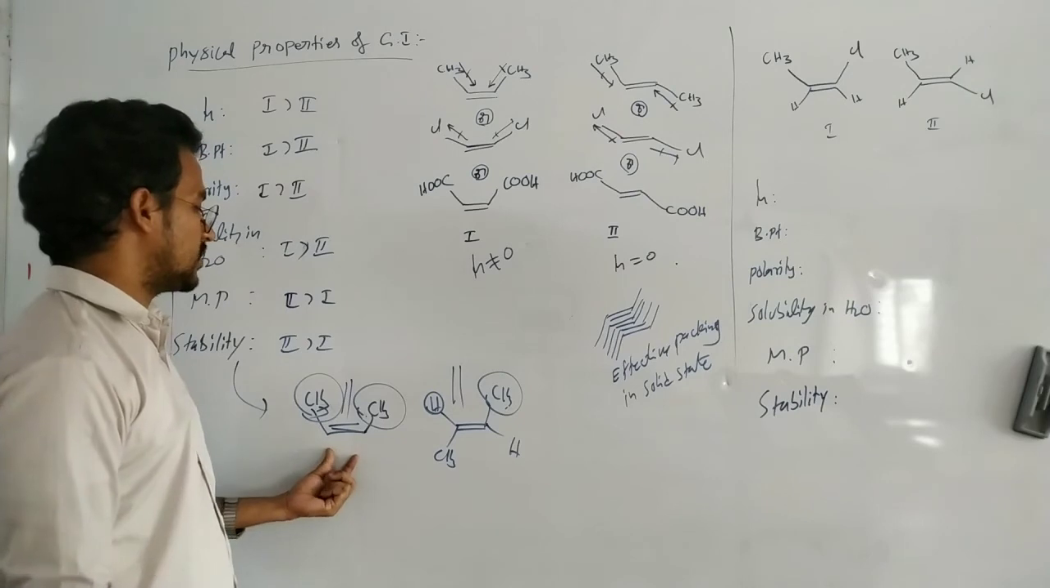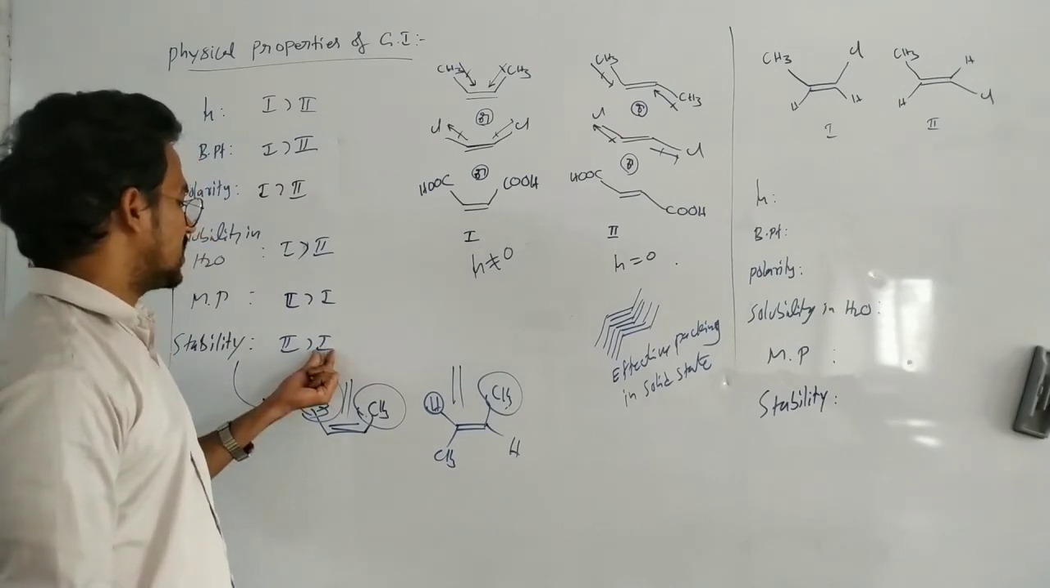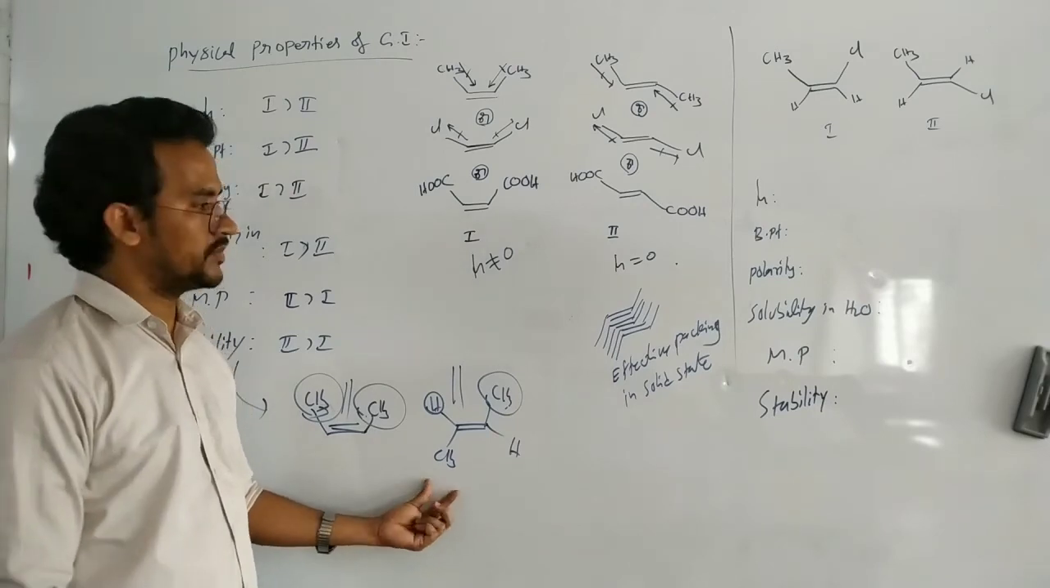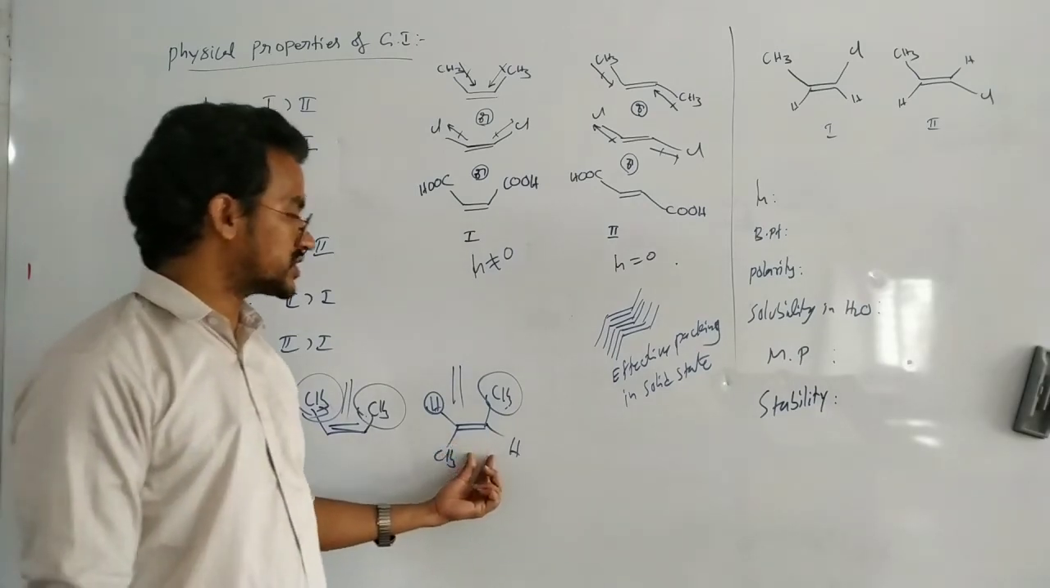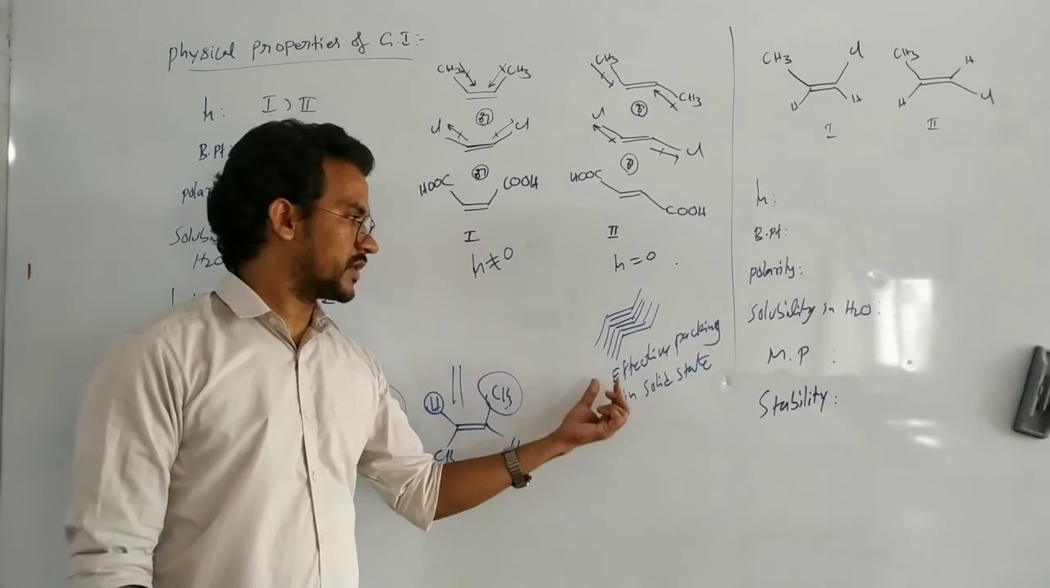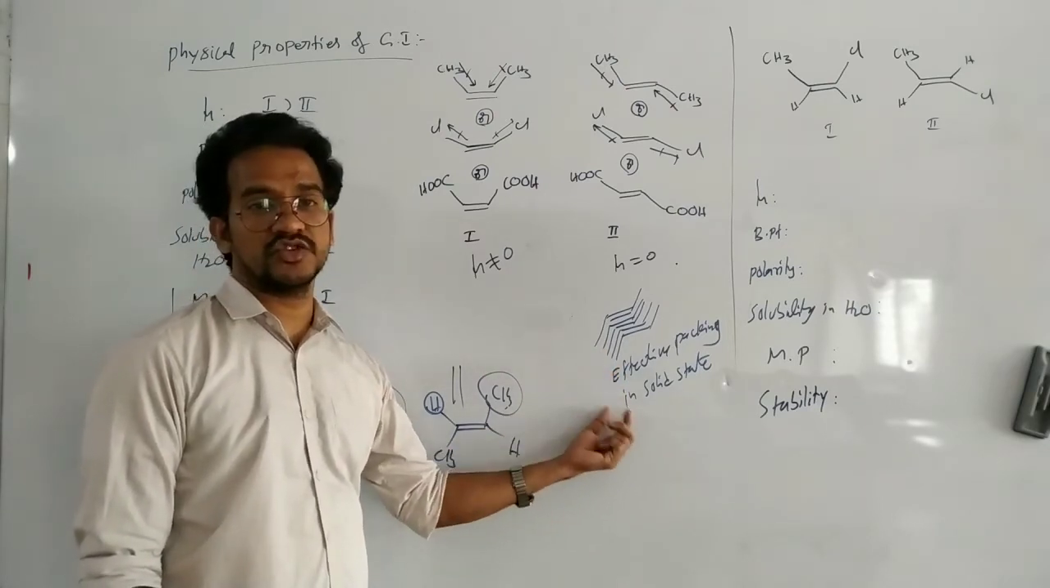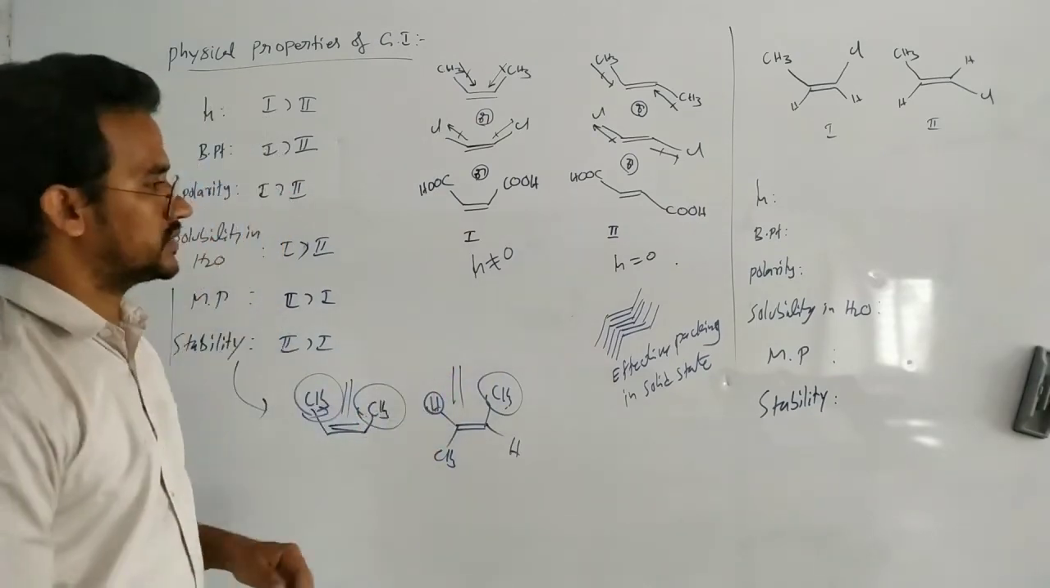So it is a less stable compound. That's why in this case the cis isomer is less stable, and the trans isomer is always more stable, mostly. That means the more stable compound has an effective packing in the solid state. That's why the trans isomer has a higher melting point.